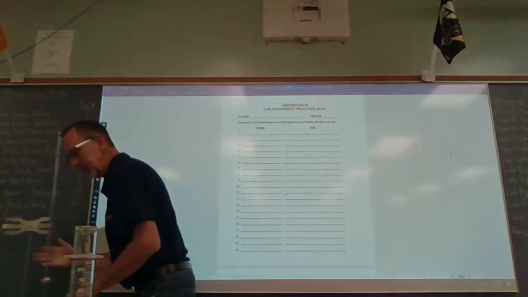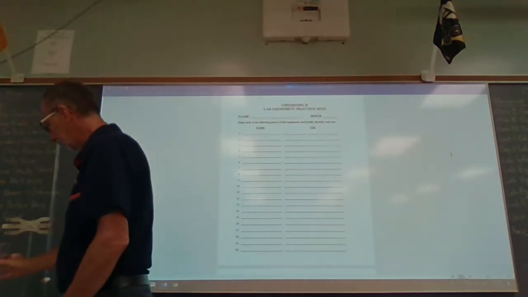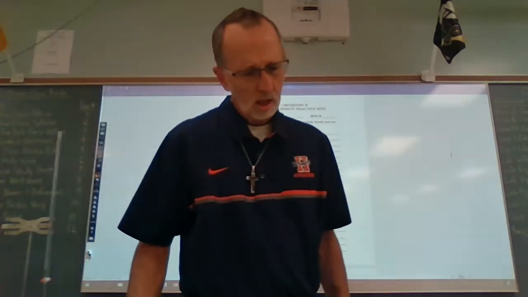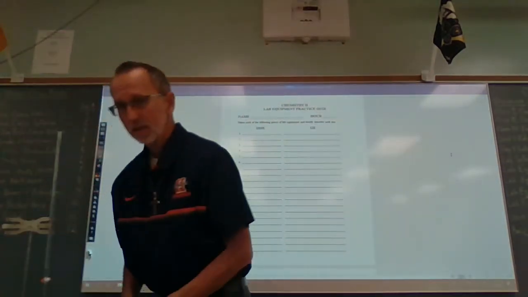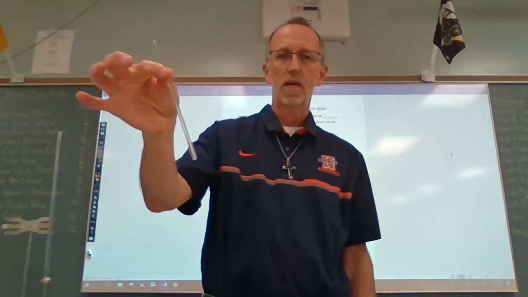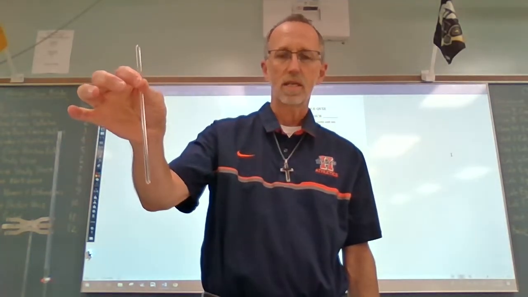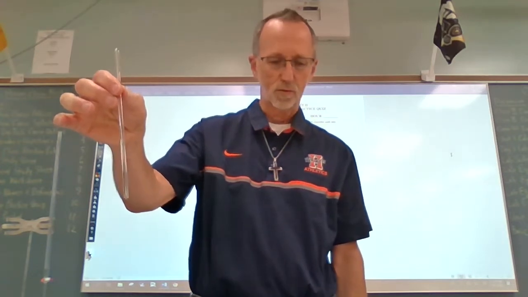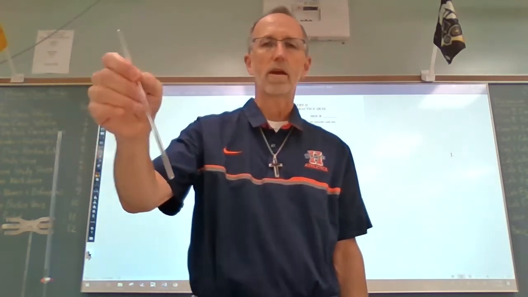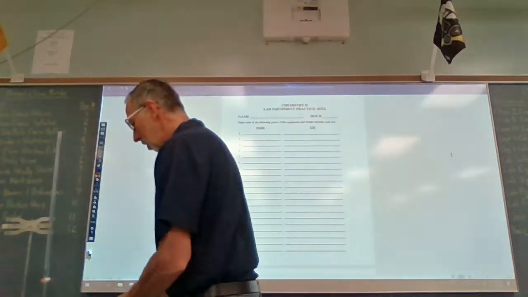We'll hit graduated cylinder here in a little bit. Number 8 is a stirring rod. This is not a tough one. It's a little glass rod, made of glass, and what it's used for is exactly what its name implies, and that is for stirring. Right?